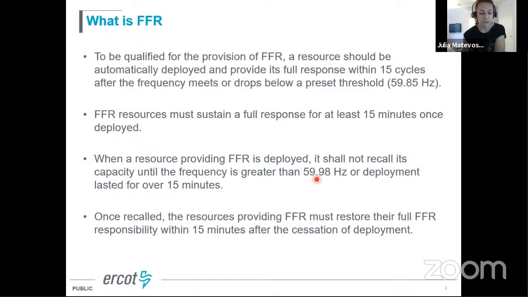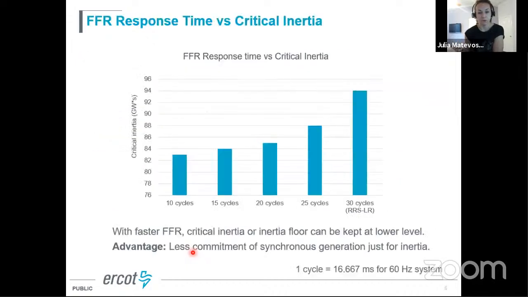And then once recalled, fast frequency response reserve should be able to reassume their responsibility within 15 minutes after the cessation of deployment. So this means they have to return back to service within 15 minutes. And this is geared more towards batteries, meaning that they're supposed to be recharged and capable of providing FFR again in 15 minutes after previous deployment.